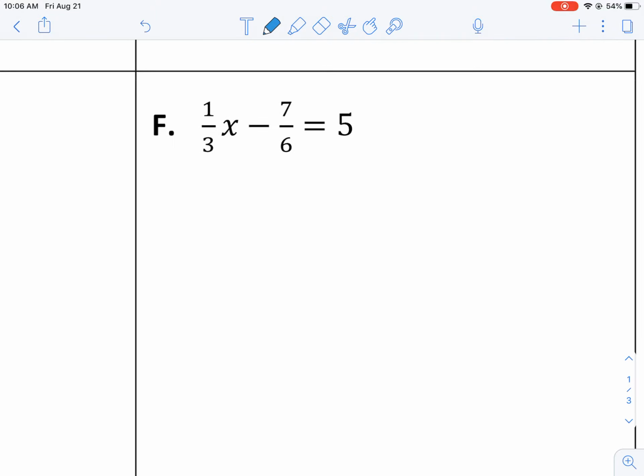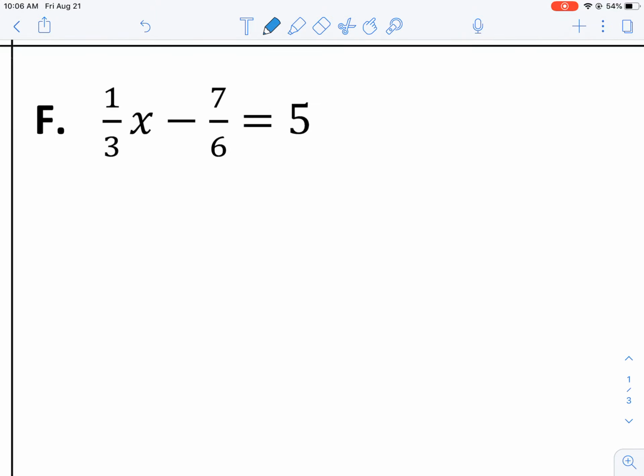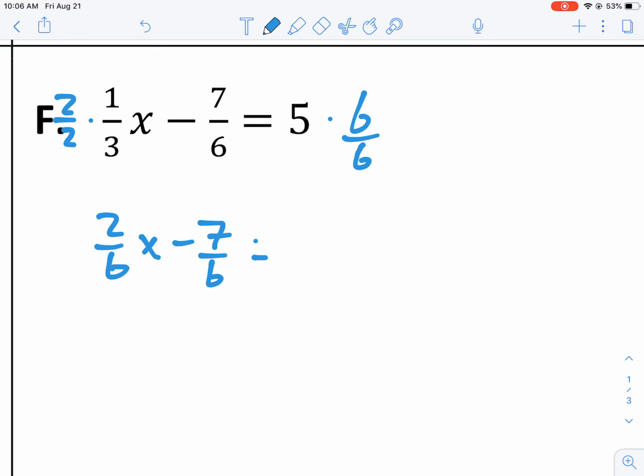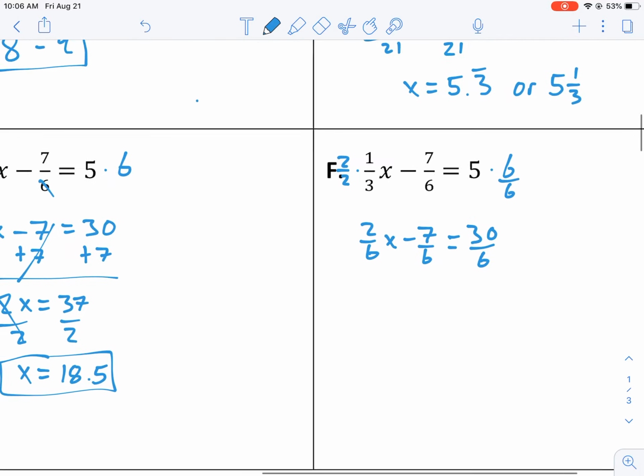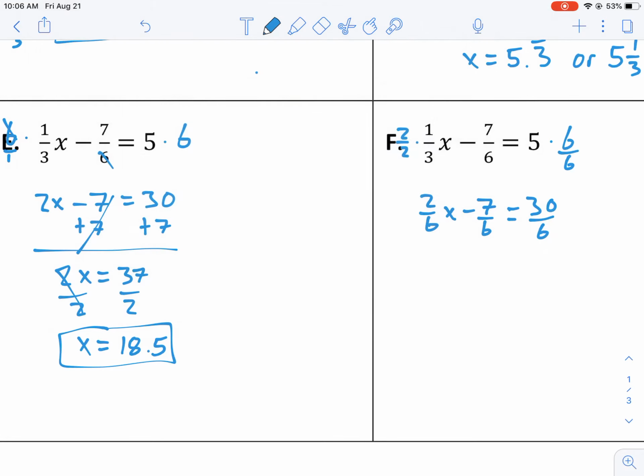So that was pretty easy, but let's say that you didn't realize that. You just looked at this problem and you knew that your least common multiple was 6, so you needed everything to have a denominator of 6. So you would multiply this by 2 over 2, and you would multiply this by 6 over 6. And so this would become 2/6 x minus 7/6 equals 36. So you can see here the connection between these two steps.